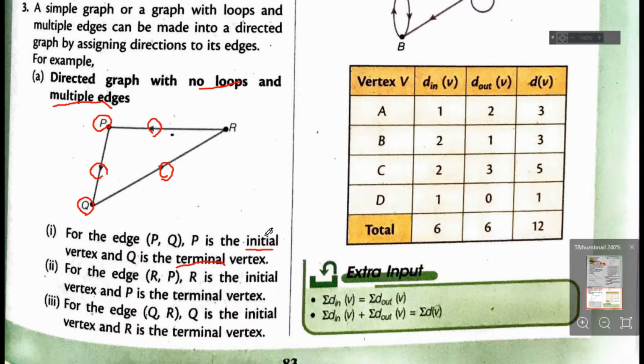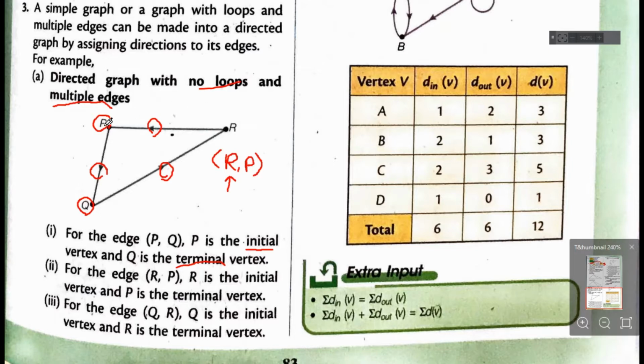Okay, initial means start, terminal means end, starting from P and ending at Q. For H, RP, okay, so this is from R to P. If we are not given the direction, we do not know either it's from P to R or from R to P. But this one, we are given the direction, so we know that this is from R to P. So when we write this, we have to write R first. R, P. Okay, R is the initial and P is the terminal.